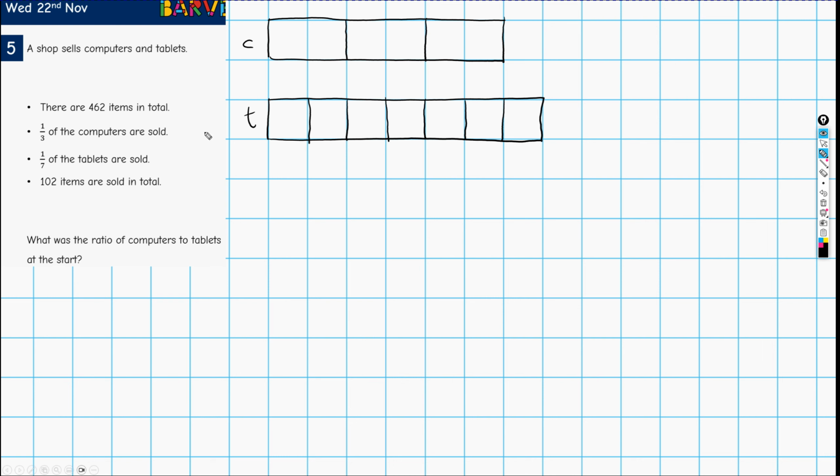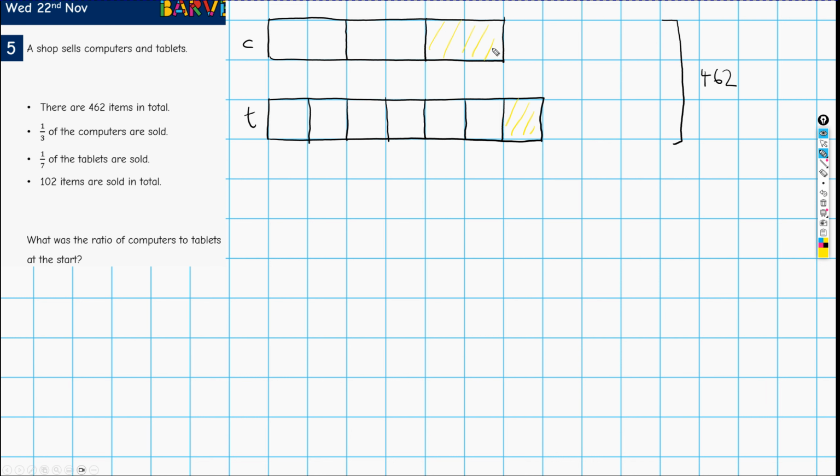Okay, so where are we? We know that there are 462 items in total. Okay, so I'm going to mark that in. So that whole model has a value of 462. And we're told that a third of the computers are sold and a seventh of the tablets are sold, and that 102 items are sold in total. So we know that these two together equal 102.